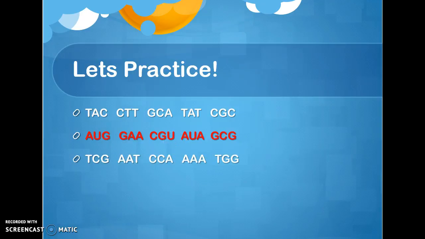So write this strand down on your sheet of paper, and let's see what it looks like. Here are your answers. Notice everywhere I have a T, I put an A. C, G, G, C. But this is the other thing. Everywhere I have an A, I did a U.